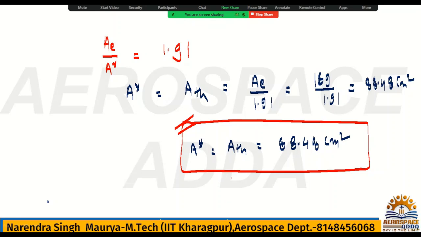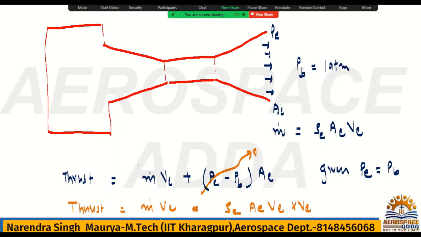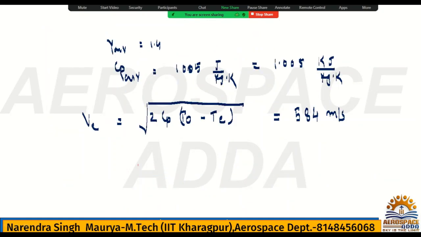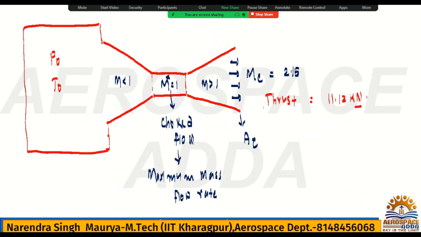But like I told earlier also, there are two ways to solve this question. One very good application I also want to show you. What is the good application here? The Mach number in the divergent section is 2.15, which is greater than 1. Because the exit is supersonic, Mach greater than 1, it means in the convergent section it was subsonic. It means at the throat it was M equal to 1.